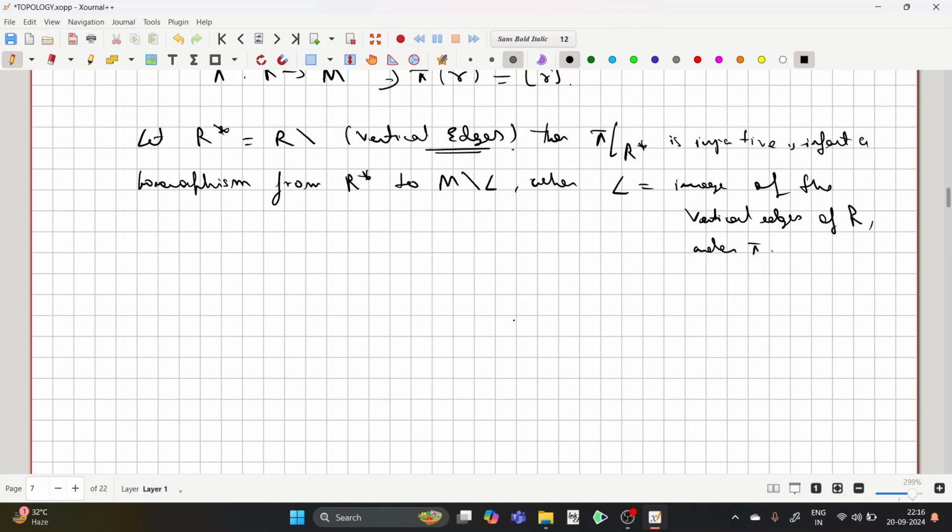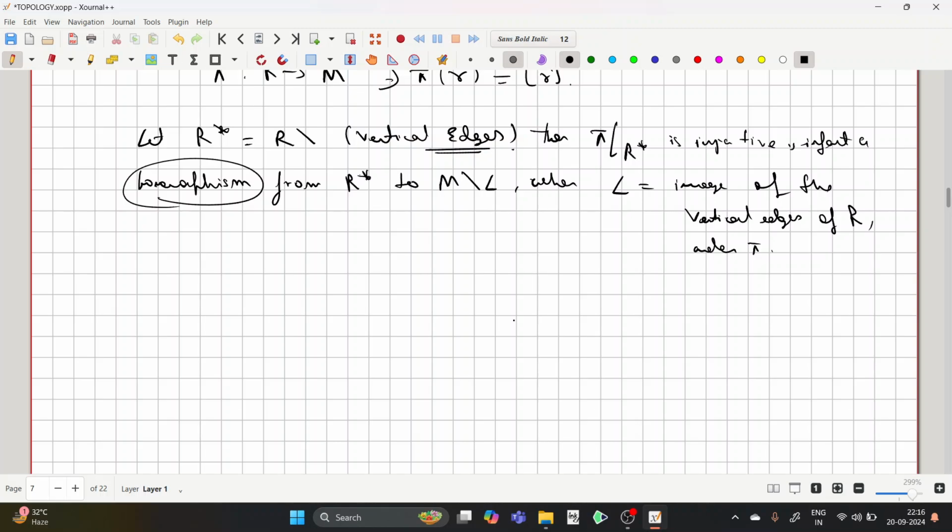Now how does this homeomorphism follow? Because we have defined the topology on M in such a way that a set O, a subset of M, is open if and only if F inverse O is open in R star. So in fact this will give a homeomorphism from R star to M minus L, because we are excluding the vertical sides of R, and we are left with a 1-1 onto map. That's exactly what we are concerned about in this case.